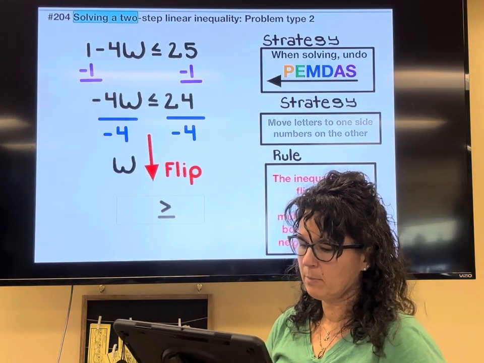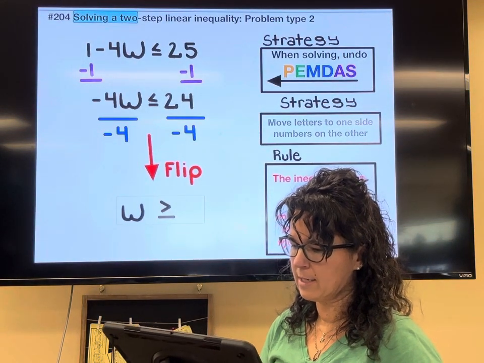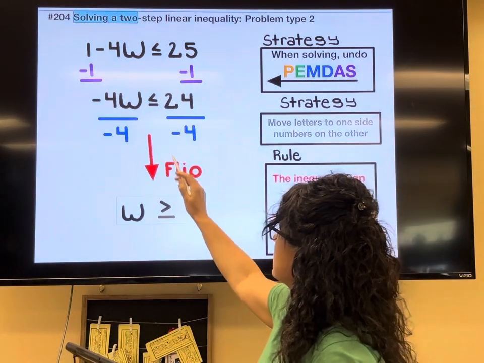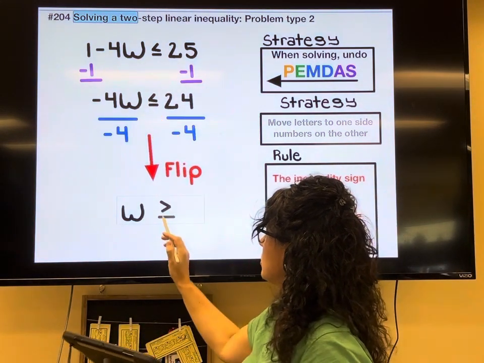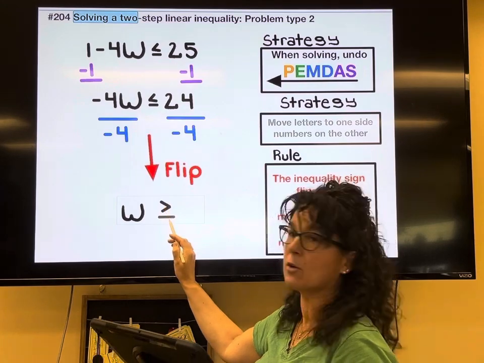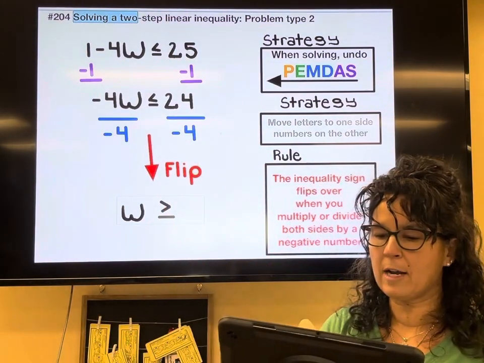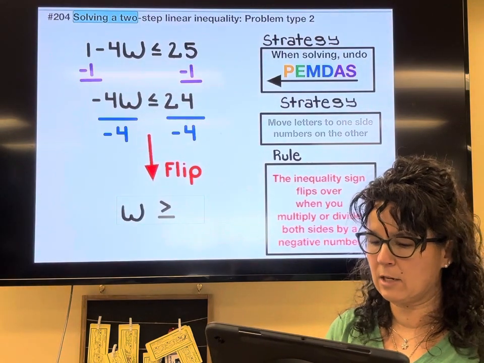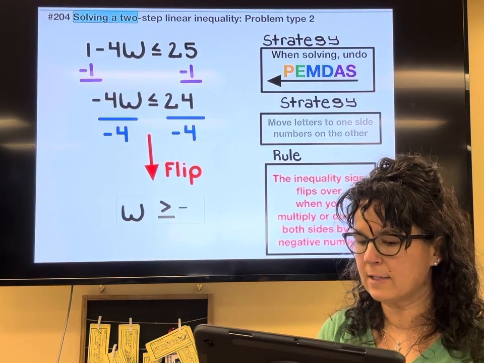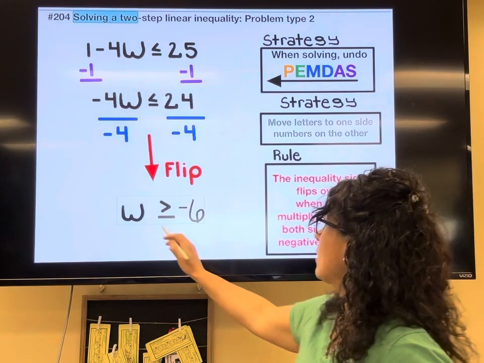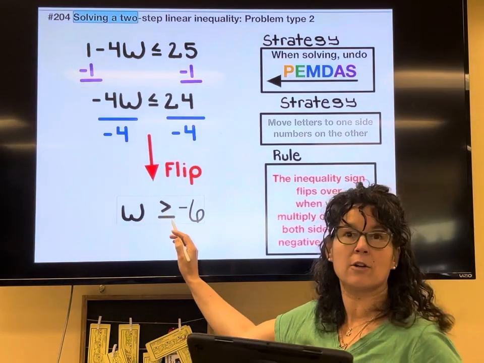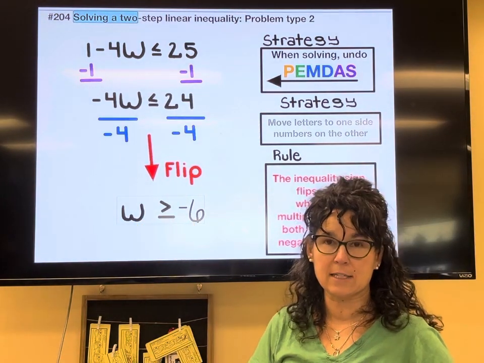So I'm going to keep bringing this W on down, and then notice that I have a less than or equal to, and I'm going to change that to a greater than or equal to. Positive 24 divided by -4 is equal to -6. So our final solution is W is greater than or equal to -6.